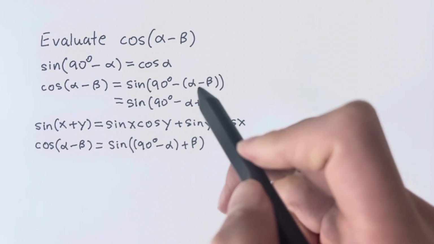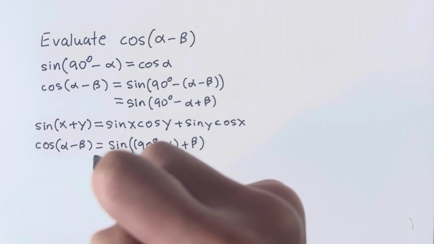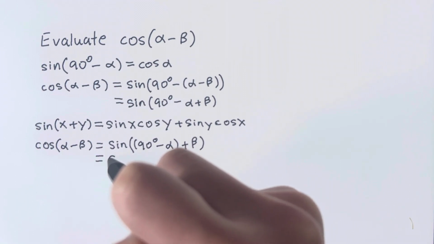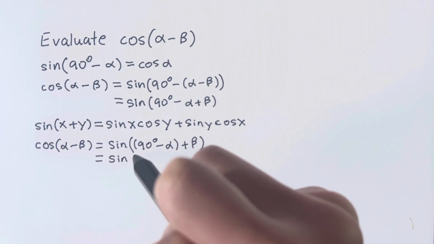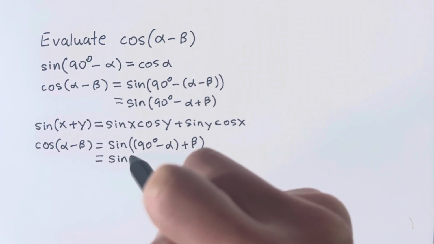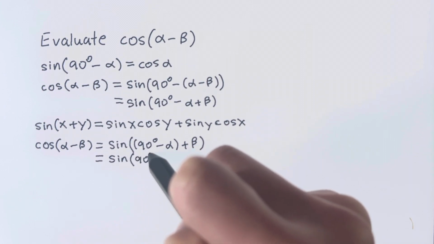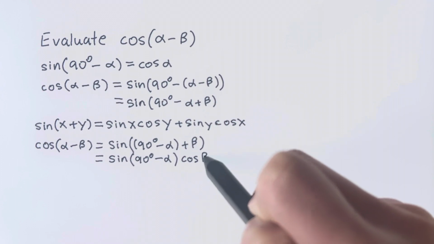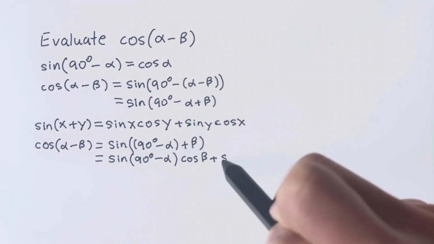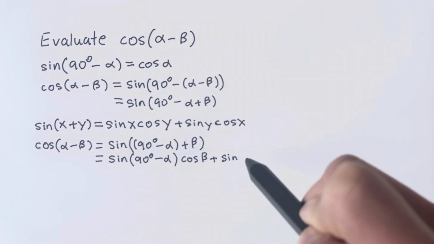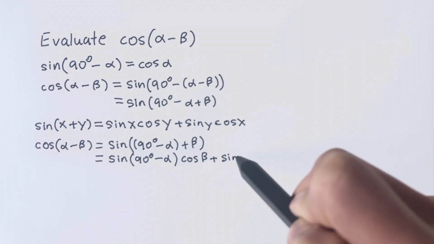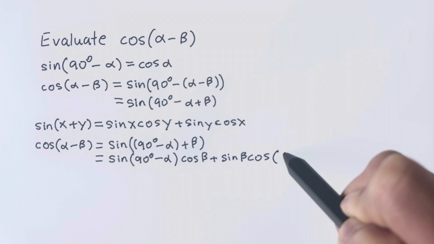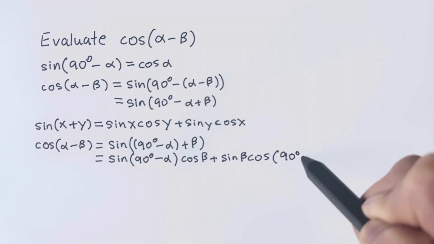And after applying the identity, this will equal to sine of 90 degrees minus alpha times cosine of beta plus the sine of beta times the cosine of 90 degrees minus alpha.